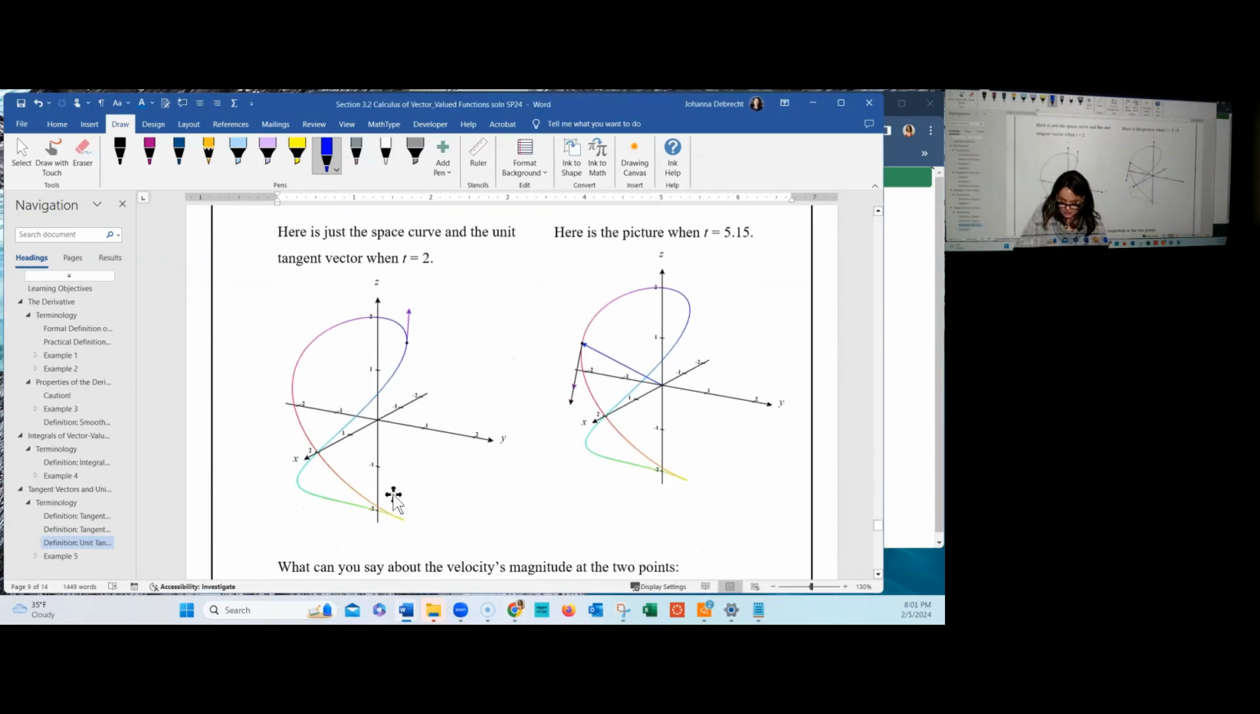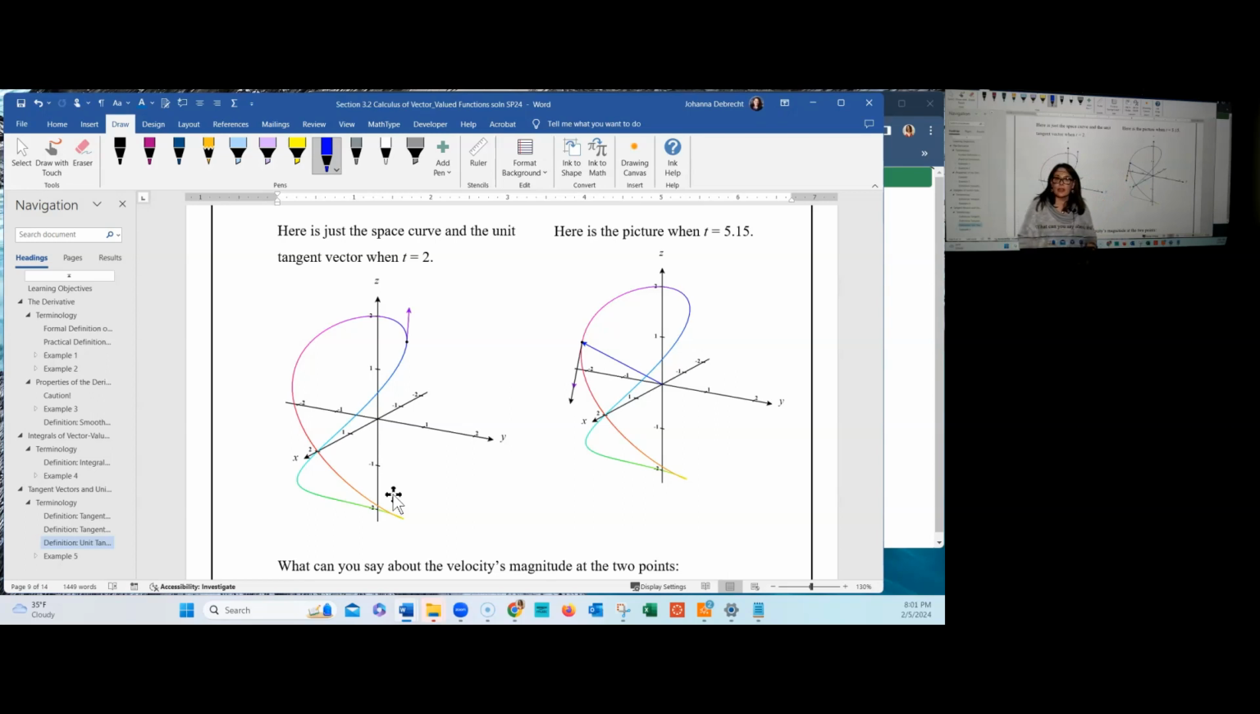All right. Let's take a look at these two visualizations of that same curve, one when t equals 2 and one when t equals 5.15. When t equals 2, it's right here at this point, pictured in black, and here is my unit tangent vector. And coming over here, I can see at 5.15, it's right here. So I have this length to it.